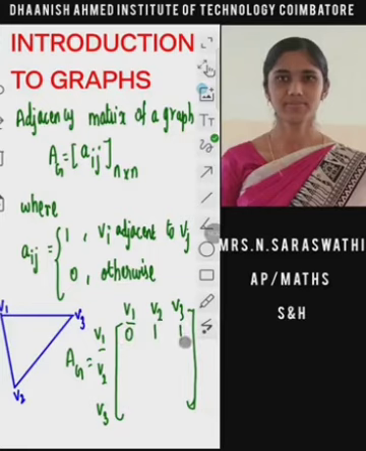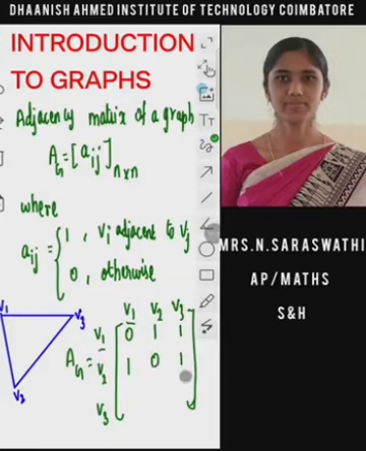Next we have to fill the second row. Here this is an undirected graph, so V2 to V1 also we have an edge, therefore here we are going to put 1. And V2 to V2 don't have an edge, there is no loop, therefore the element is 0. And V2 and V3 have the edge, therefore the element is 1.